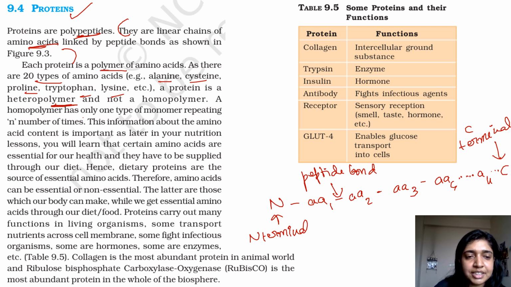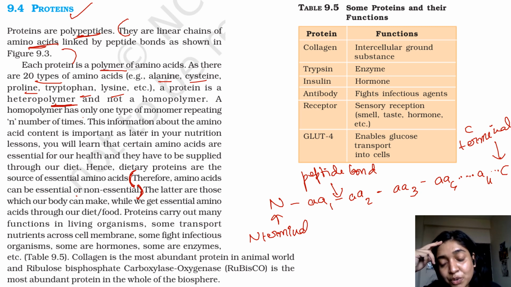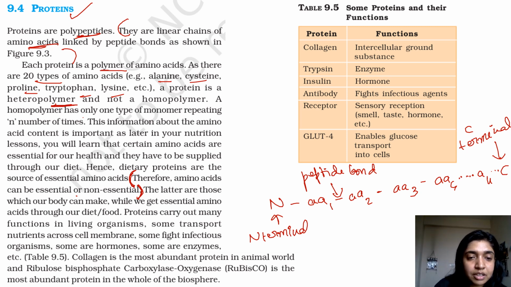All right. This information about the amino acid content is important, as later in your nutrition lesson you will learn that certain amino acids are essential for our health and they have to be supplied through our diet. Hence, dietary proteins are the source of essential amino acids. Therefore, amino acids can be essential or non-essential. Questions have not really come from identifying the essential or non-essential amino acids till now, but if you want, you can look it up and learn it, because it might come in the future. The latter are those which our body can make, while we get essential amino acids through our diet or food.